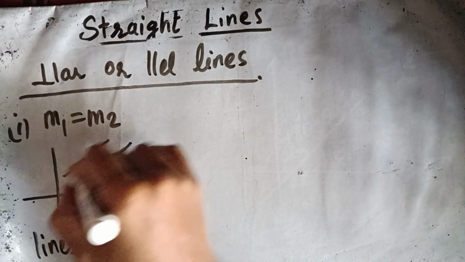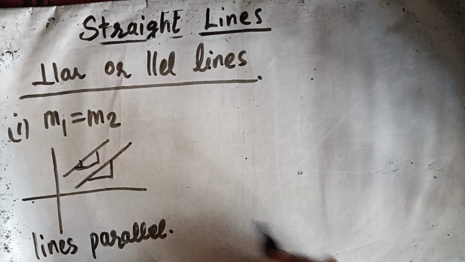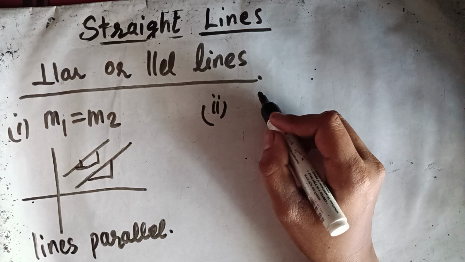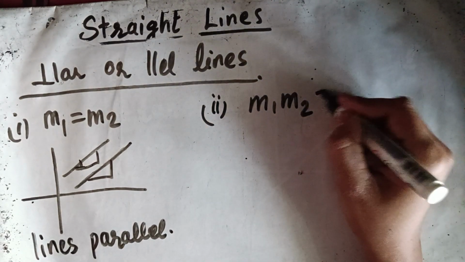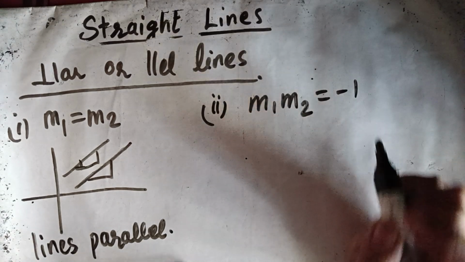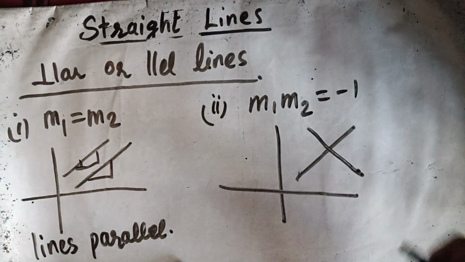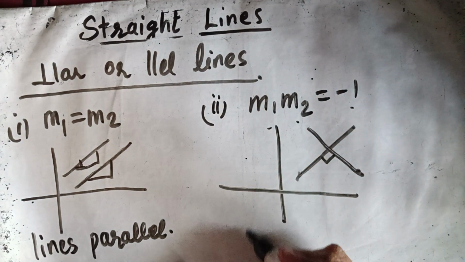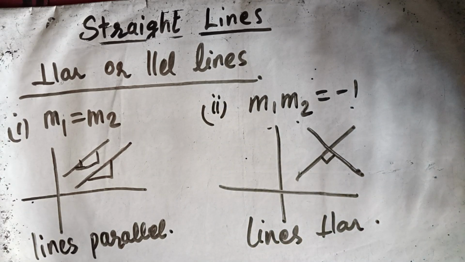Since they are parallel, that's why their slopes are equal, correct? Okay. So if the lines are perpendicular, then we have m1 into m2, that is, the product is -1. So these are the two conditions in terms of slope.